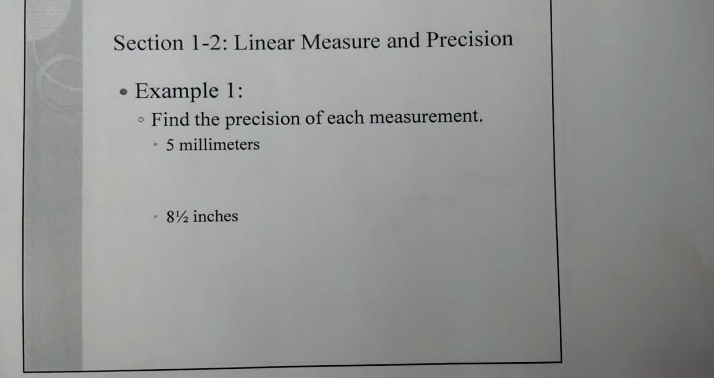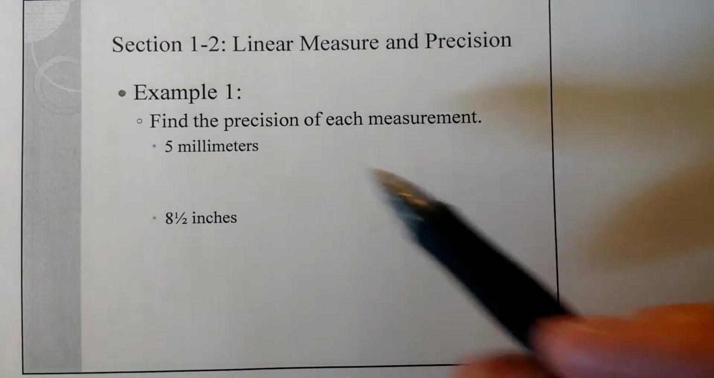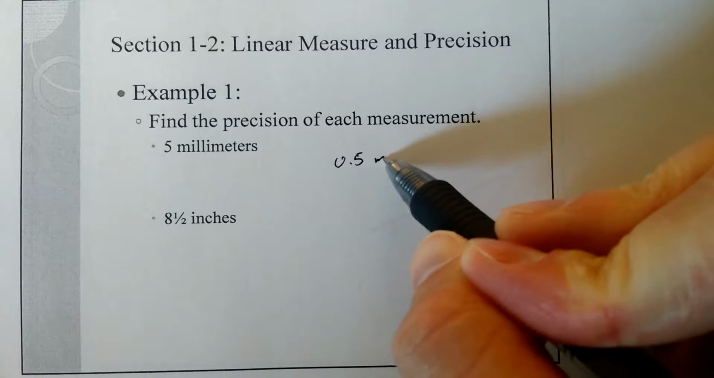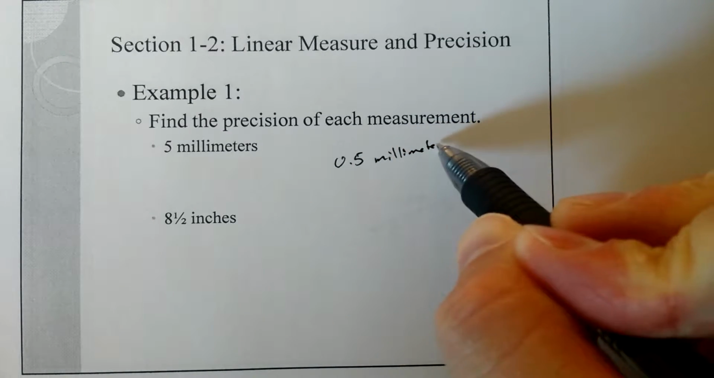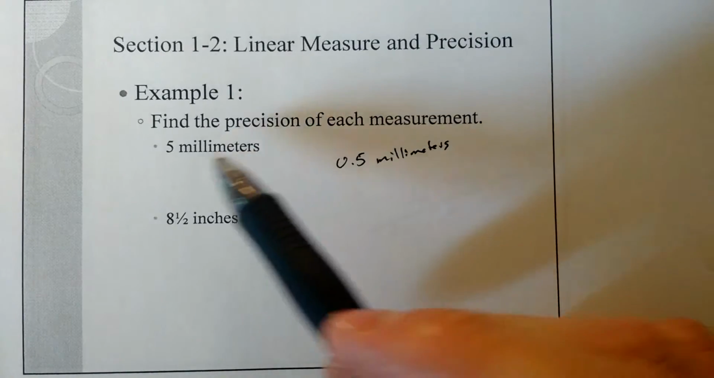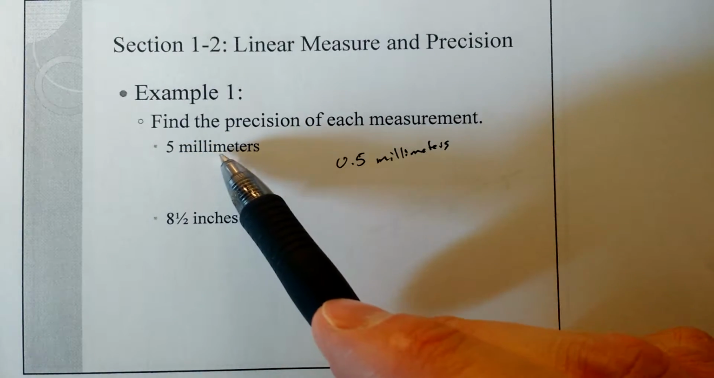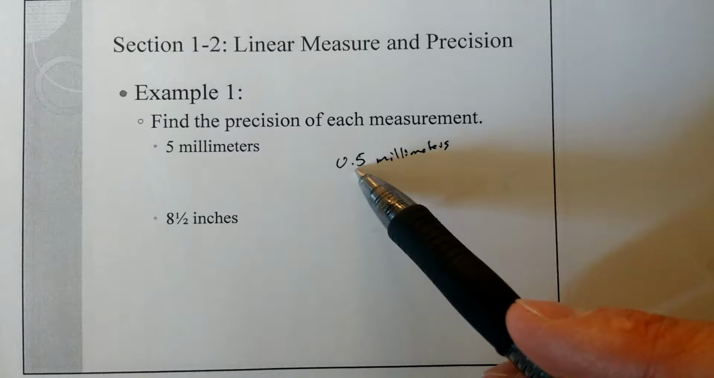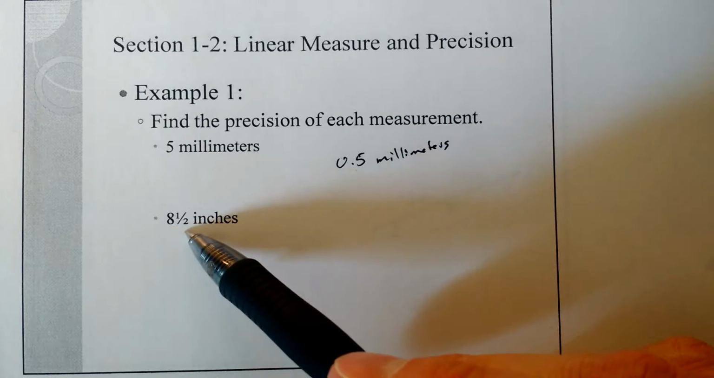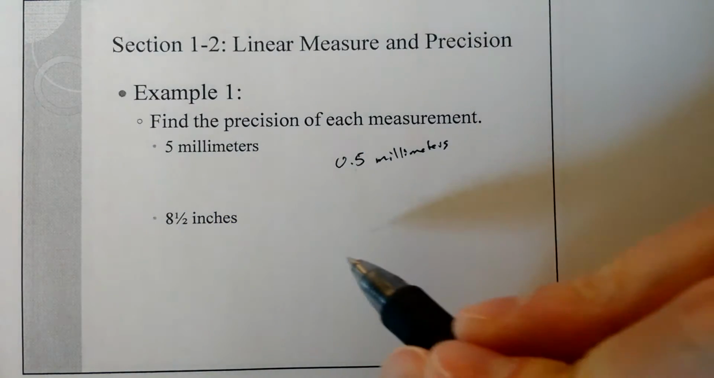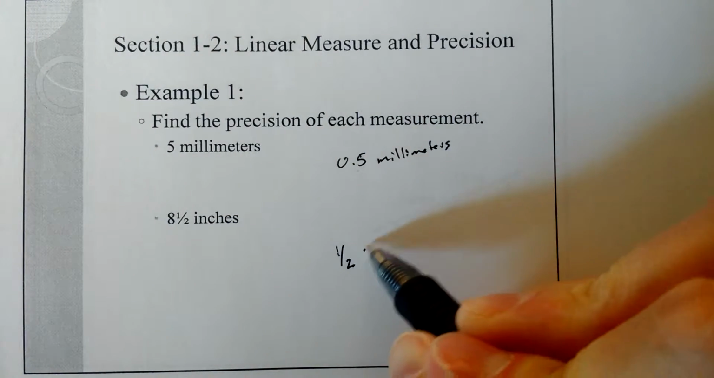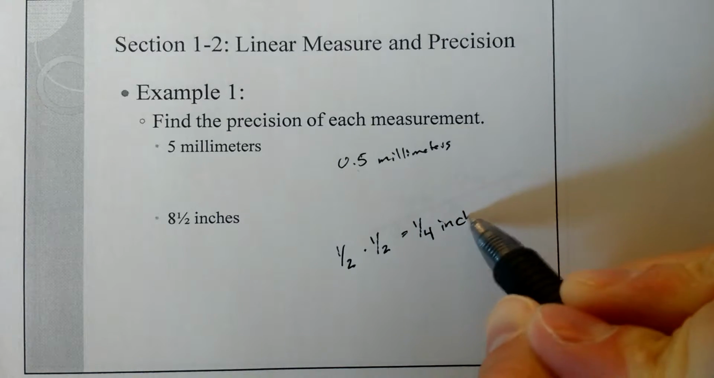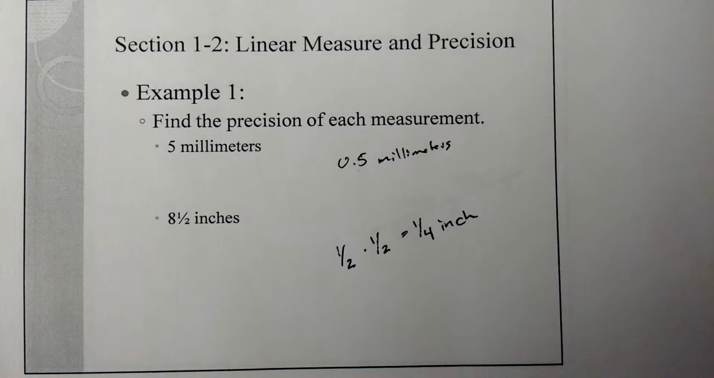So our first example here: find the precision of each measurement. The first one is 5 millimeters, so the precision is half that unit, or 0.5 millimeters. Notice that it's not 2.5 millimeters. It's not half the number, it's half the unit. The unit is a millimeter, so half of a millimeter is 0.5 millimeters. Here, our smallest part is a half inch, so half of an inch times a half to get half of it. So this is accurate to 1/4 of an inch, half of the half inch.